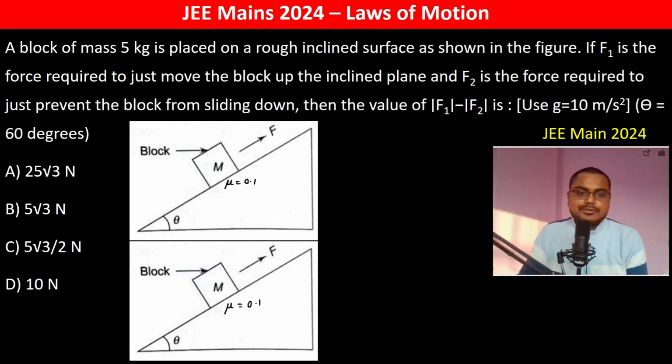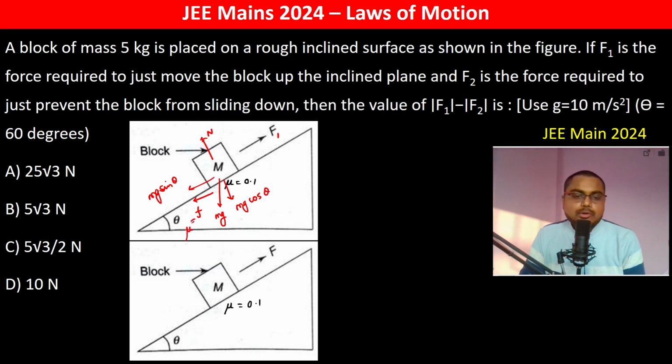A block of mass 5 kg is placed on a rough inclined surface as shown. F1 is the force required just to move the block up the inclined plane. तो ये हो गया F1 और ये ऊपर जा रहा है, तो इसका मतलब कि फ्रिक्शन जो है इधर लग रहा है ना, और ये m है तो mg इधर, so this will be mg sin theta, this is going to be mg cos theta. ठीक है, ऊपर में हो गया N, सो फ्रिक्शन हो जाएगा ना, लिमिटिंग जस्ट अबाउट टू स्लाइड, सो mu into N.